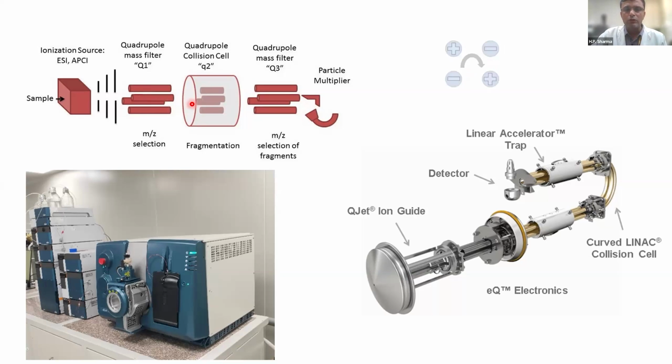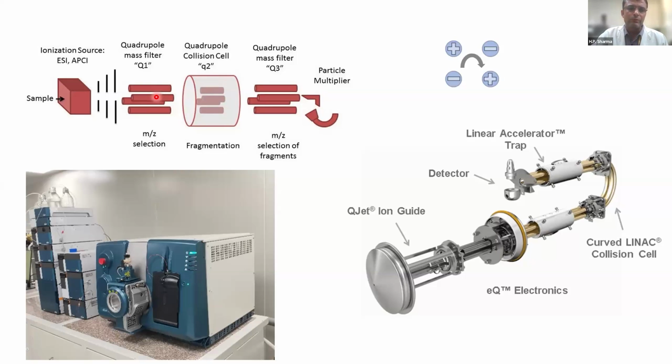Then in quadrupole 2, you will have the fragmentation. Your daughter ion, or fragment ion, will be generated. And in quadrupole 3, you will again have the selection. That way, you select your parent here, then your fragment here, and then it will be detected. And I must tell you that the quadrupole has unit mass resolution, and because of this, the instrument is known as low resolution or high precision mass spec.